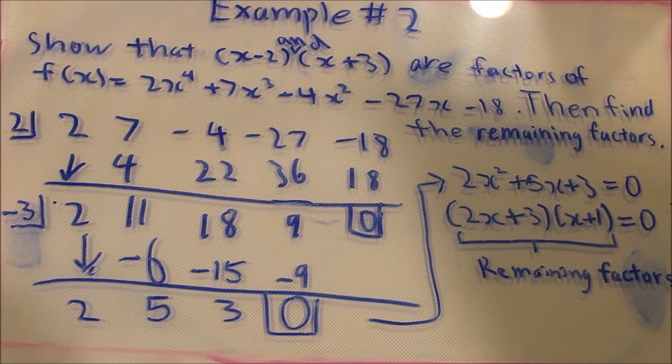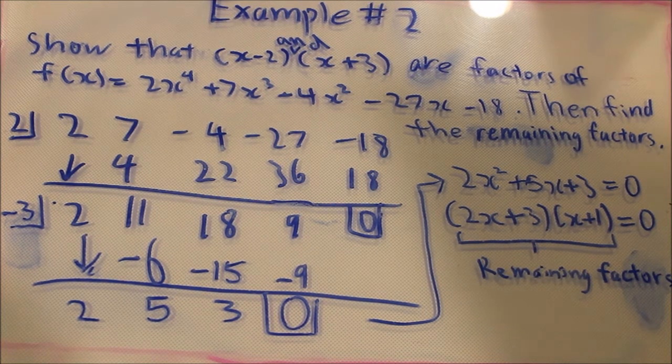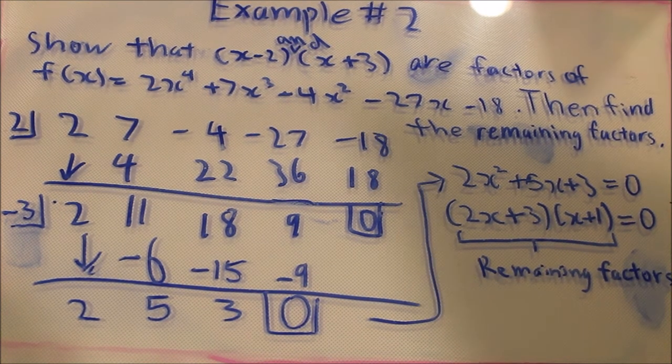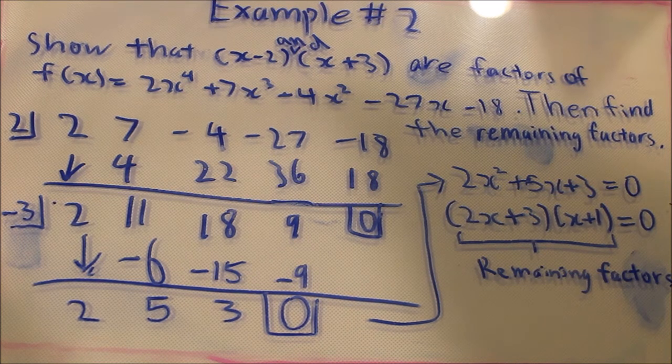First, we divide the polynomial by the factors x minus 2 and x plus 3 with synthetic division. So here we divide the polynomial by 2 first, and we are left with a remainder of 0. We can conclude on the basis of the factor theorem that x minus 2 is a factor of the polynomial.